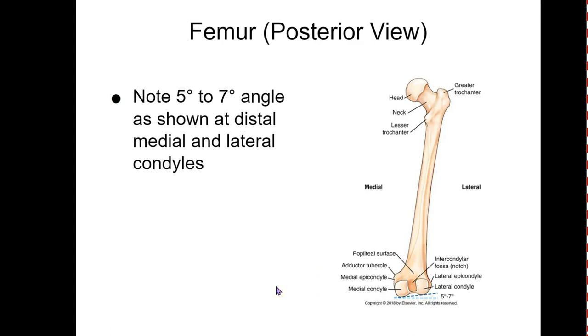The rounded distal portions of the medial and lateral condyles contain smooth, articular surfaces for articulation with the tibia. The medial condyle extends lower and more distally than the lateral condyle when the femur is vertical. So remember on our previous slide, we noted that in anatomic position, the femur sits 5 to 15 degrees from vertical. This slide is saying that when the femur is vertical, you'll notice the medial condyle sits about 5 to 7 degrees lower or more distal than the lateral.